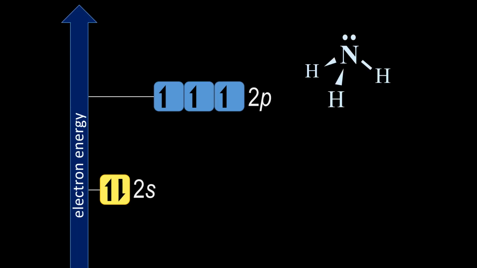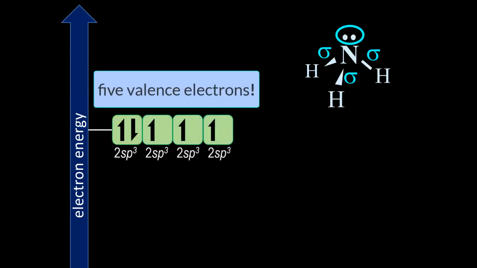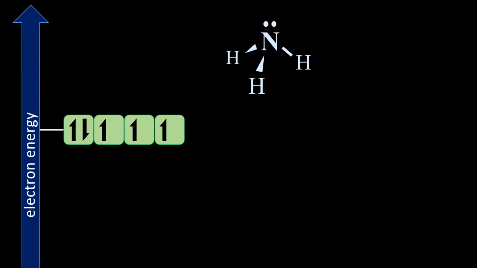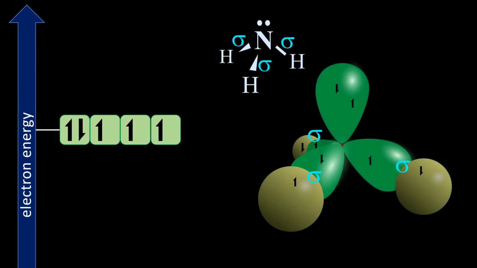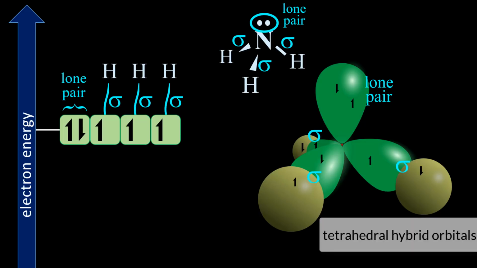In NH3, nitrogen has 3 sigma bonds and a lone pair. So how does hybridization account for this? The hybridization is 2sp3, and nitrogen has 5 valence electrons, so one of the 4 2sp3 hybrid orbitals has a pair of electrons. The 3 sigma bonds come from the sp3 orbitals with a single electron, so they can pair up, and so the remaining electron pair is a lone pair, an unbonded pair of electrons. As with sp3 hybridization in carbon, nitrogen's hybrid orbitals spread out in a tetrahedral shape.